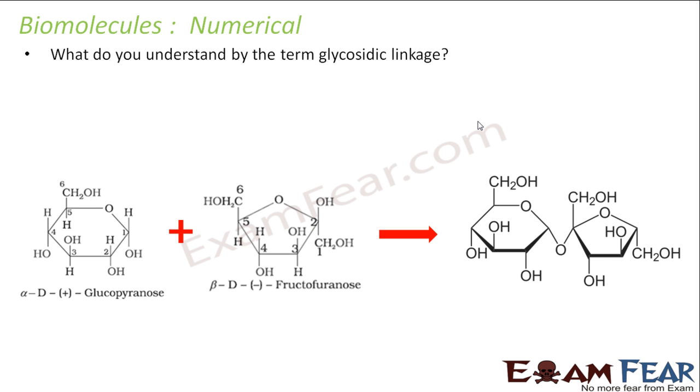What is glycosidic linkage? This is the link formed between two monosaccharide units. For example, there are two monosaccharide units. A link is formed when there is a loss of a water molecule. It is called glycosidic linkage through oxygen. If you see here, this is OH, and this will form a bond with this one. A water molecule will be lost, and you'll get this. So this linkage is called glycosidic linkage.